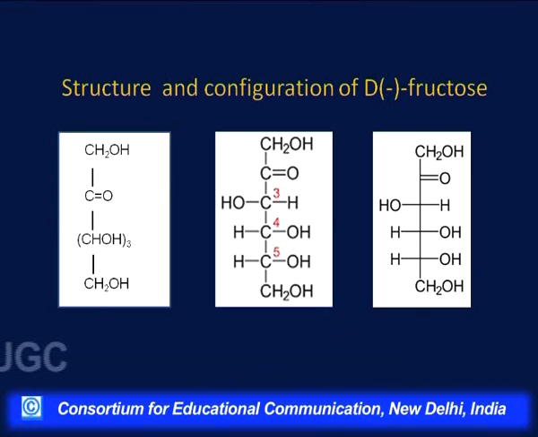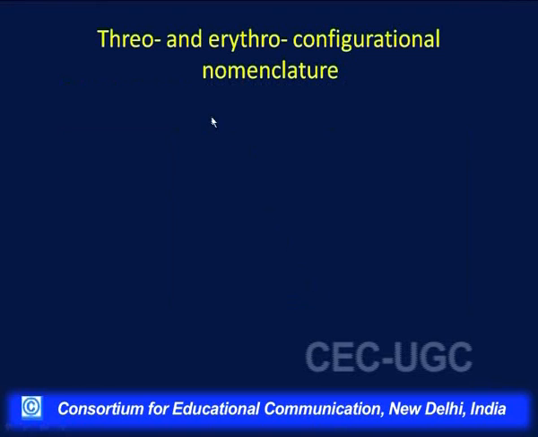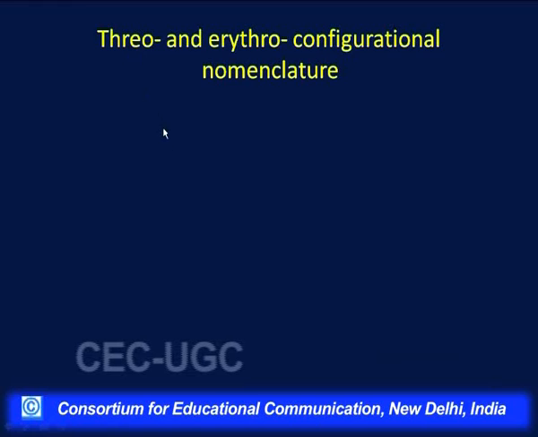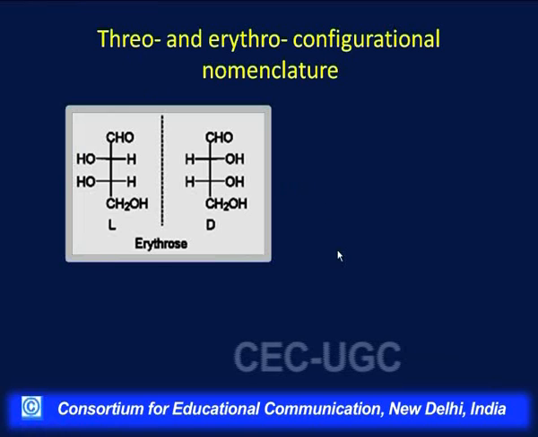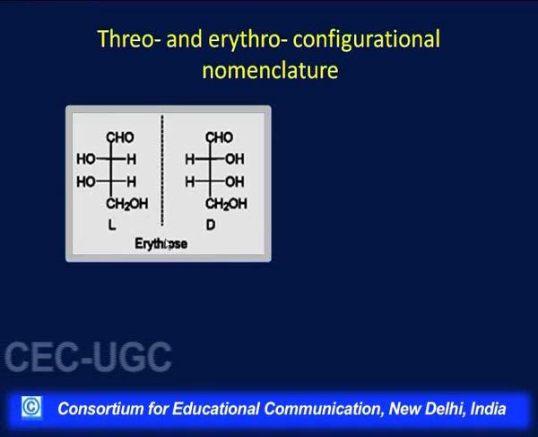Now, when the configuration for glucose, fructose or other monosaccharides was determined, a new method was used to name the configuration of molecules, and it was based on the configuration of 2 sugars which are of 4 carbons, and they are named threose and erythrose. This is erythrose, and these are the 2 isomers for erythrose.